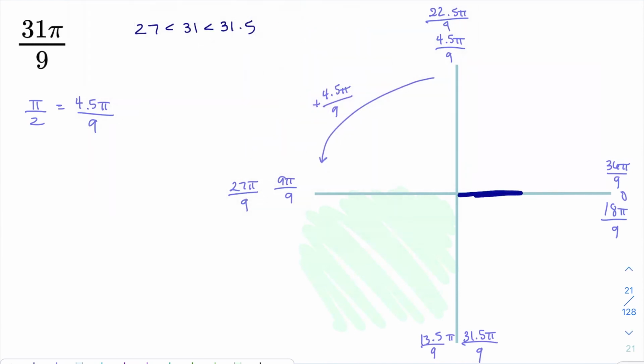Our initial side goes on our positive x-axis. We fully go around once to get to 18 pi over 9. It's not enough. Then we go all the way to 27 pi over 9. And then we go just about to 31.5 pi over 9, because this is a distance of 4.5 pi over 9, so 0.5 away is going to be pretty close.